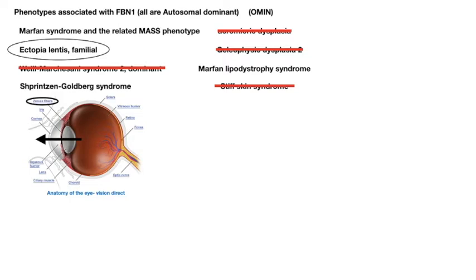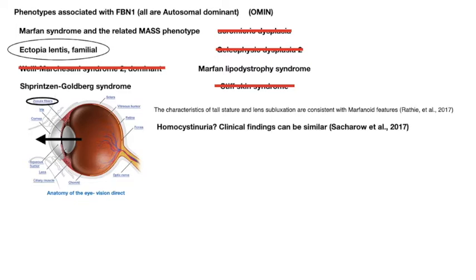The characteristics of tall stature and lens subluxation are consistent with marfanoid features. However, this is not a definitive diagnosis. A clinician may decide to look at plasma homocysteine concentration for homocystinuria, as the clinical findings presented can be very similar.